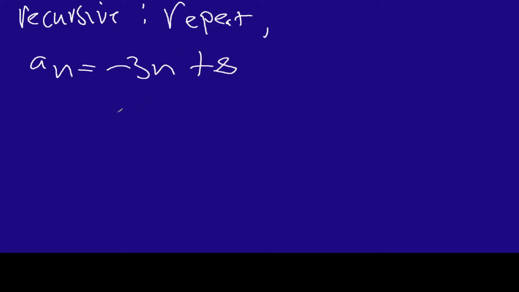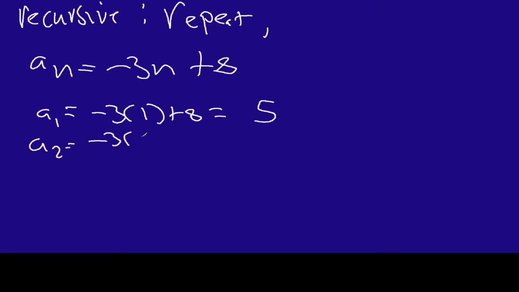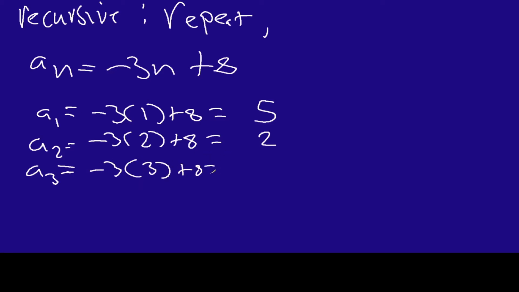Okay, so this is not too hard. For a sub 1, you're going to have minus 3 times 1 plus 8. Not that deep. And so you're going to get 5. I think we can all agree on that. And then if we do a sub 2, you're going to have minus 3 times 2 plus 8. Negative 6 plus 8, that's going to equal 2. And you're getting the idea. We'll do one more. A sub 3, you're going to have negative 3 times 3 plus 8. It's going to equal negative 1.